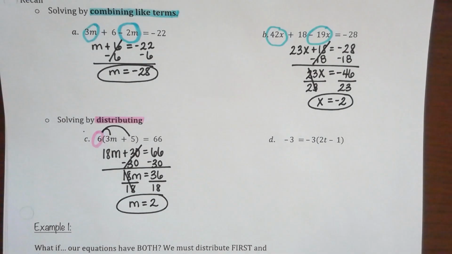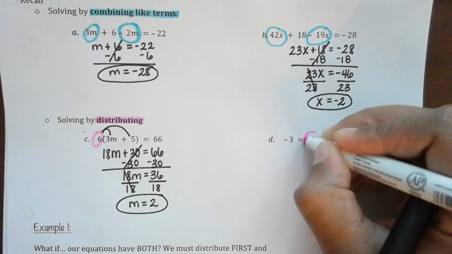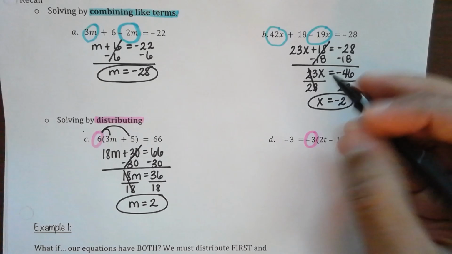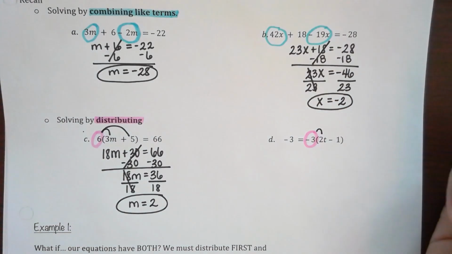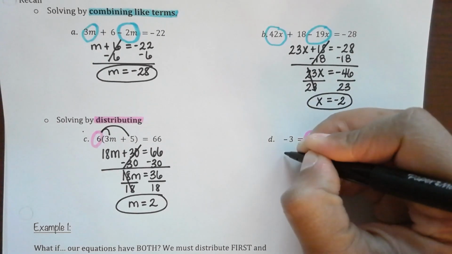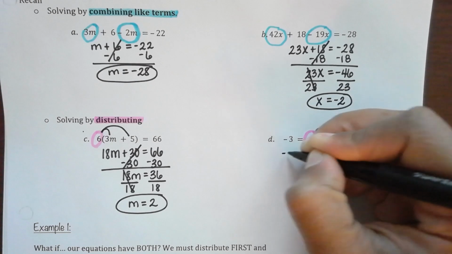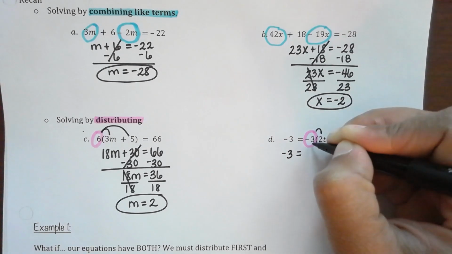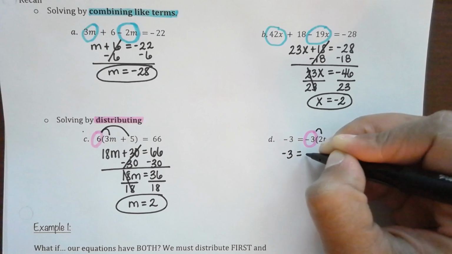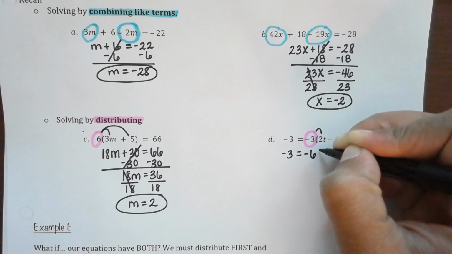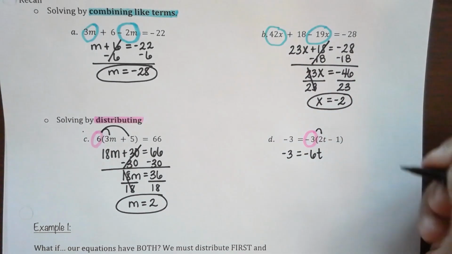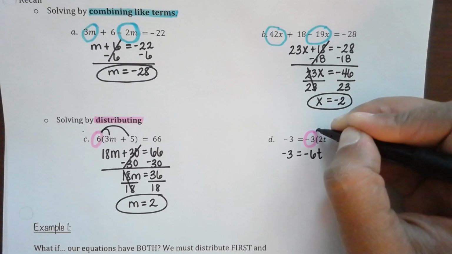Okay, looking at D, am I distributing anything? What am I distributing? Negative 3. What's negative 3 being distributed to first? 2t. So what's being brought down, unchanged? Negative 3. And then what's negative 3 times 2t? Negative 6t. What are we missing? T. What's negative 3 being distributed to next?